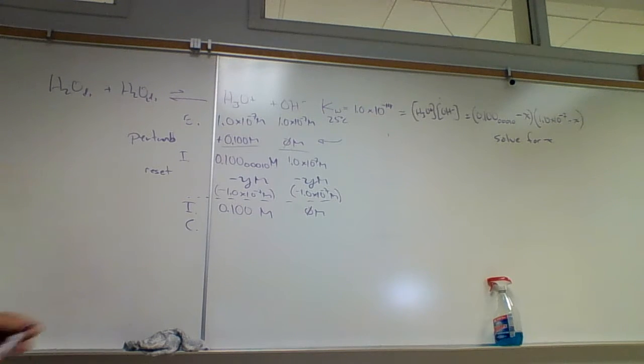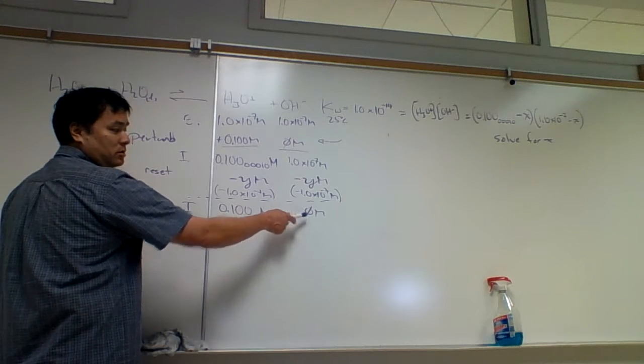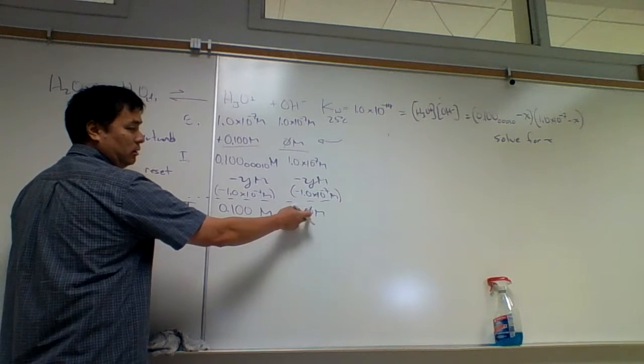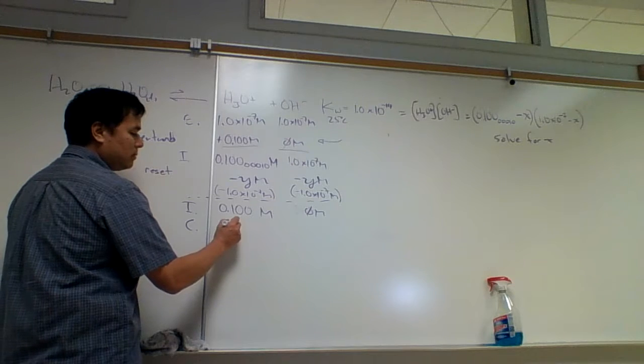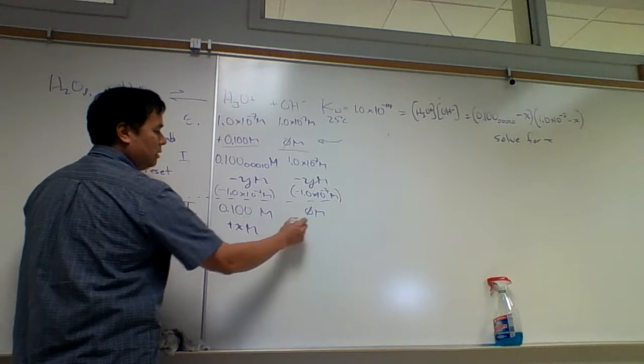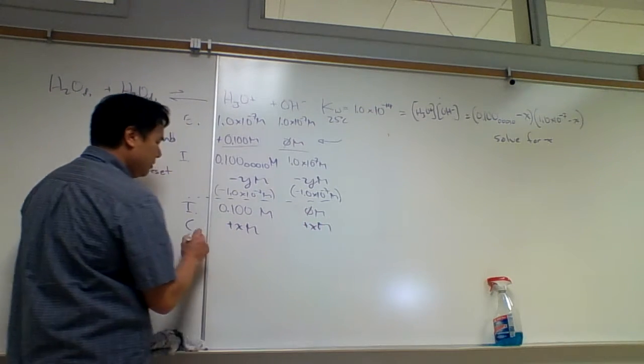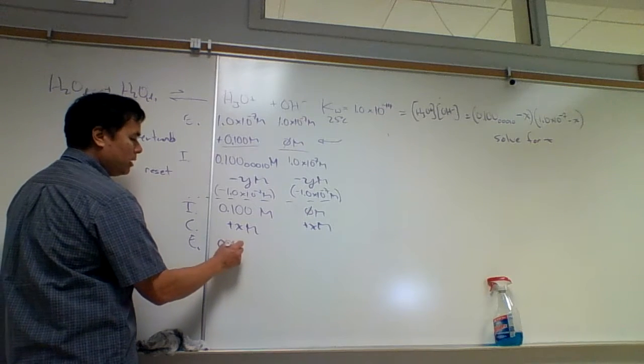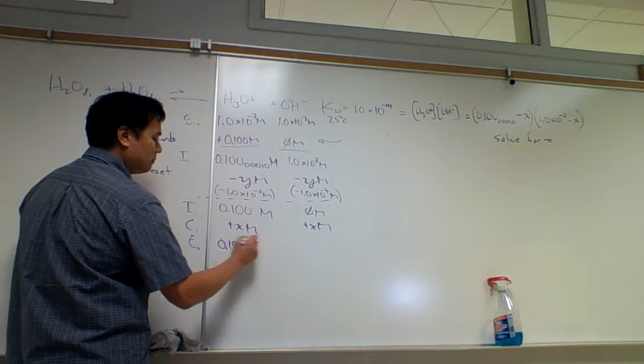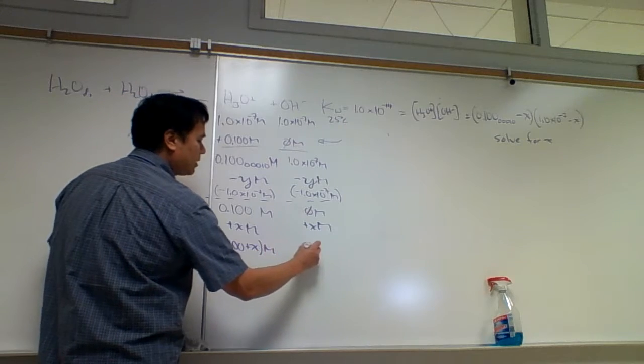It's going to shift right. I mean, it's going to go in the direction of the 0. There's a 0 here. We can only go positive. We can't go negative. So this has got to be plus X molar, plus X molar. And so at equilibrium, we're going to have 0.100 plus X molar and X molar here.